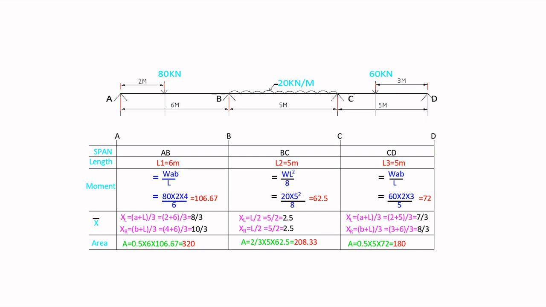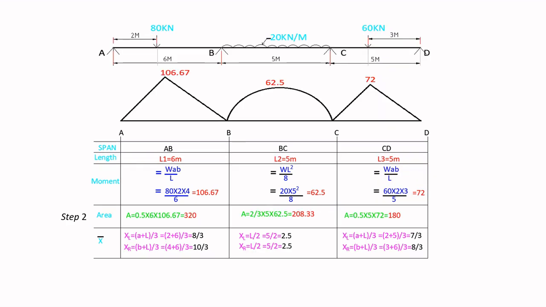For span AB, the beam has a point load, therefore the sagging moment formula is WAB over L. Applying the formula you get the value as shown in the table. For span BC, the beam has a uniformly distributed load, therefore the sagging moment is WL squared over 8. Applying the formula, you get the value as shown in the table. For span CD again, the beam has a point load, therefore the sagging moment formula is WAB over L. Applying the formula, you get the value as shown in the table.